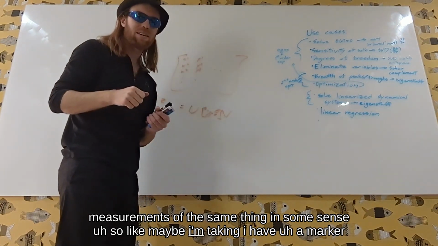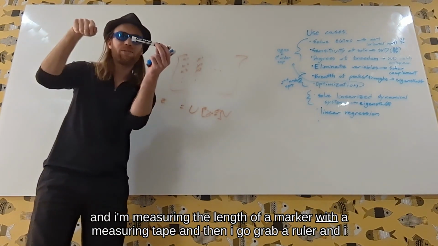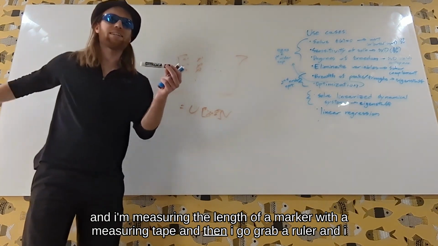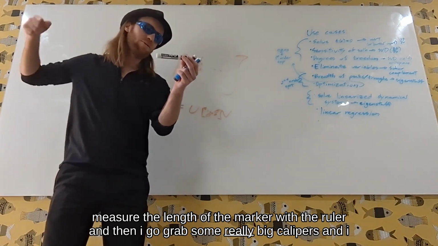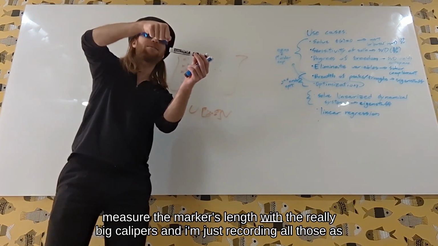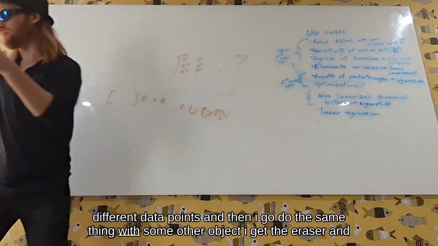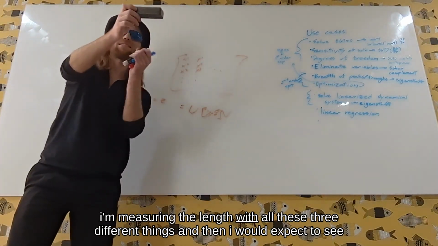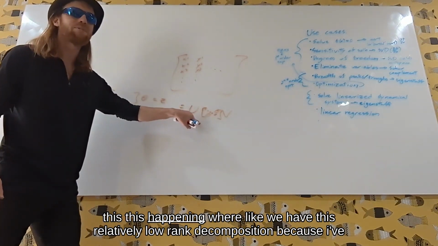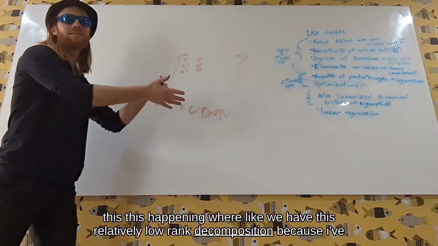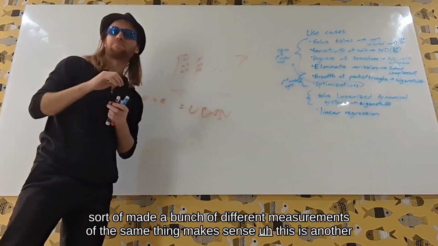So maybe I have a marker, and I'm measuring the length of the marker with a measuring tape, and then I grab a ruler and measure the length with the ruler, and then I grab some really big calipers and measure the marker's length with those, and I'm recording all of those as different data points. Then I do the same thing with some other object, like an eraser, measuring its length with all three. Then I would expect to see this relatively low rank decomposition, because I've made a bunch of different measurements of the same thing. Makes sense?